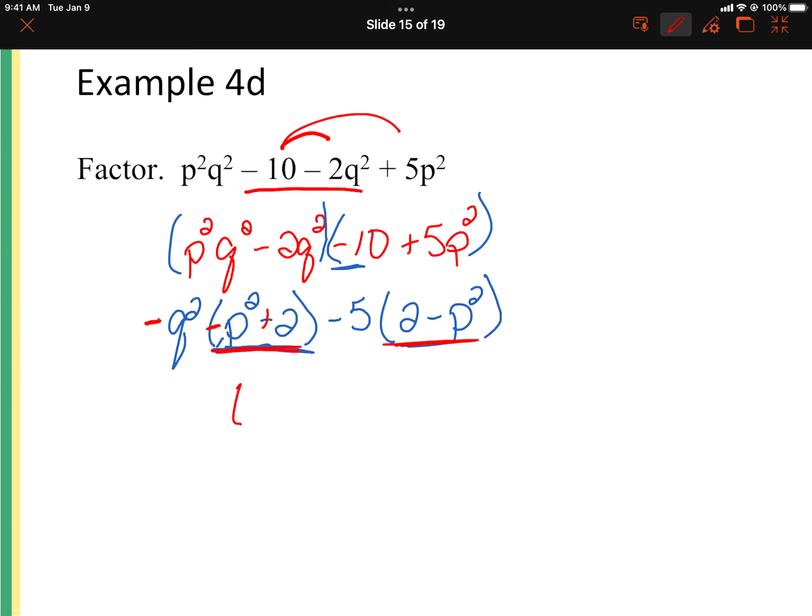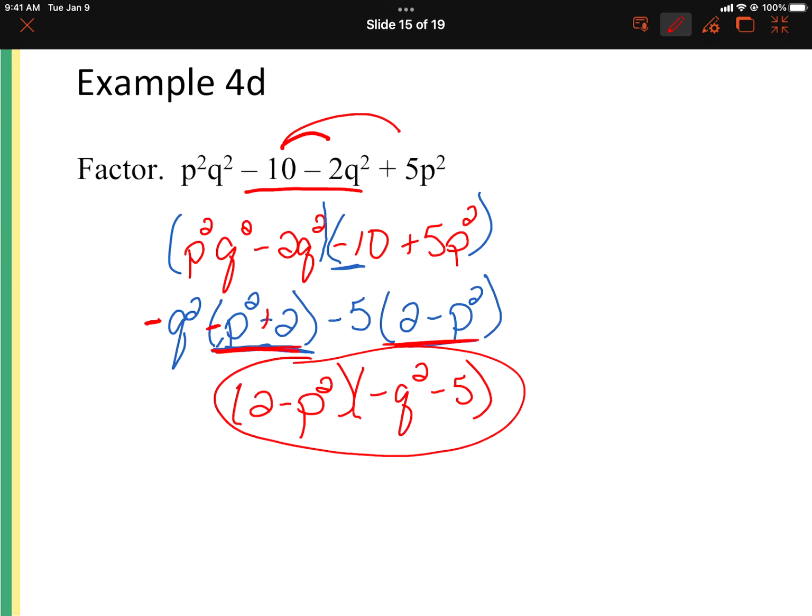So now I have, however you want to write it, 2 minus p squared or negative p squared plus 2. And then I have left negative q squared minus 5. The order you write these doesn't matter. If you switch these around, it wouldn't be wrong, as long as you have both sets of parentheses the same. Questions? Other questions on that one? Did I get them all answered? It's kind of one of our trickier ones. Okay.